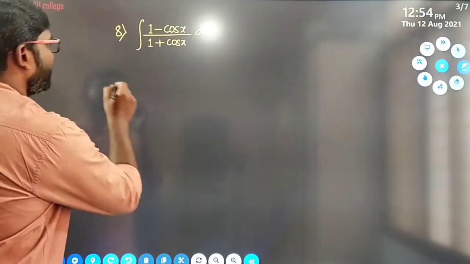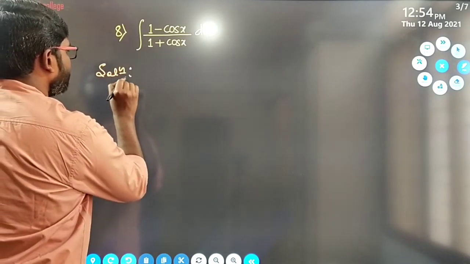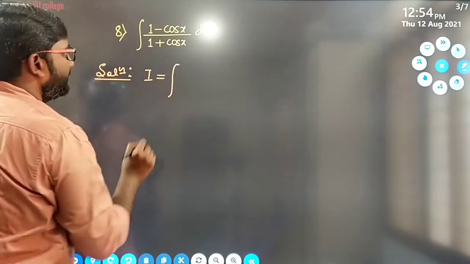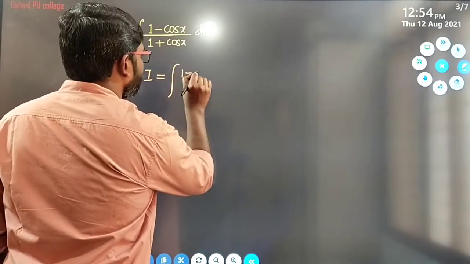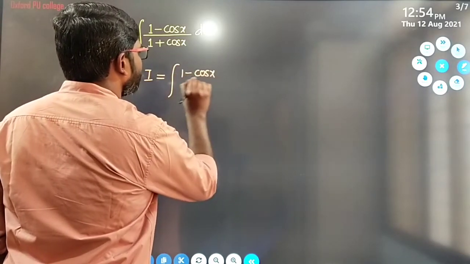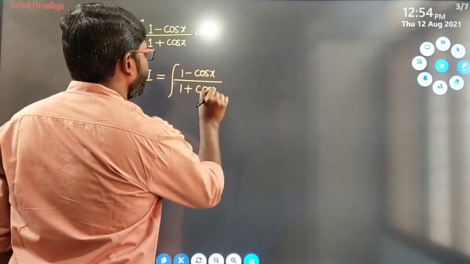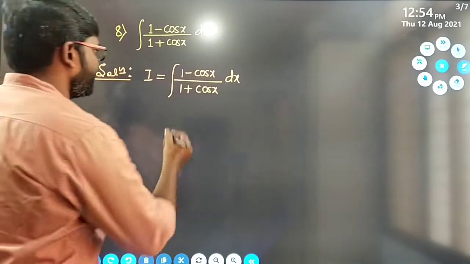Well, I'll take this as I, which is equal to the integral of (1 minus cos x) divided by (1 plus cos x) dx. So here we will have to make use of the half angle concept.